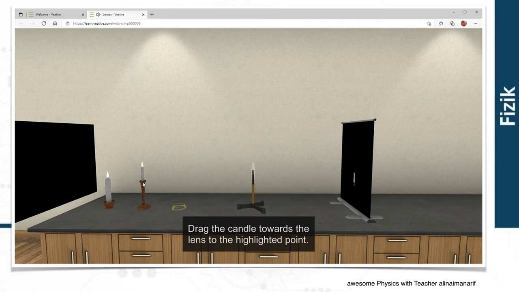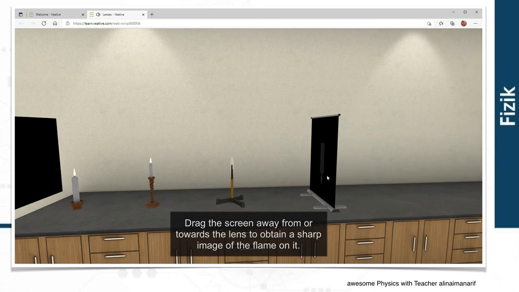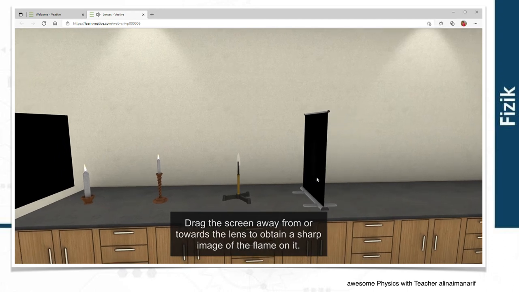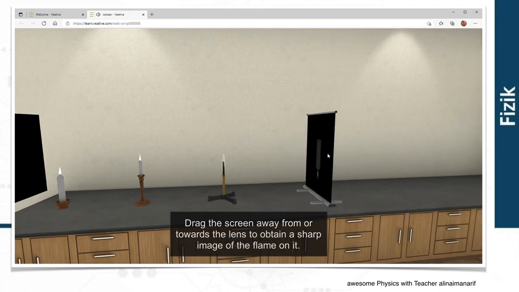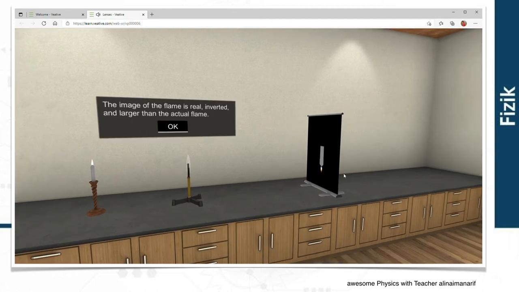I drag the flame to this point and I will try to move the screen. When there's no image formed on the screen, the image is virtual. You see the screen is blank, no image forms on it, so the image is virtual. When we move away, you can see the image form on the screen. So the image is real, but magnified compared to the object.